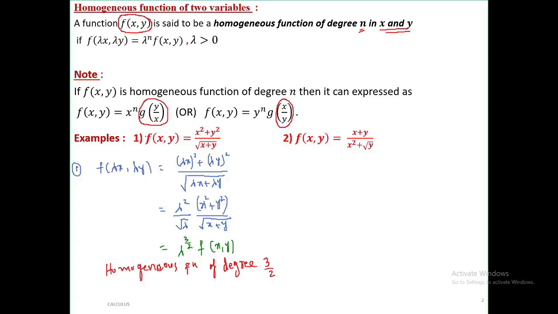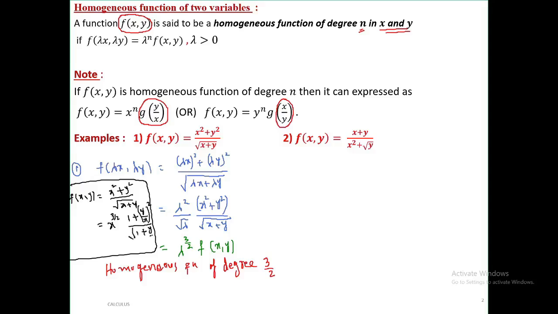And look at the note: if f of x comma y is a homogeneous function of degree n, then it can be expressed as either a function of y by x or a function of x by y. Look at this function f of x comma y. So f of x comma y is x square plus y square divided by root of x plus y. Then from the numerator, x square is out, and from the denominator, root x is out. So x power 3 by 2, right? What remains? 1 plus y by x whole square. Numerator I am taking x square out, and denominator root x I am taking out. So therefore 1 plus y by x.